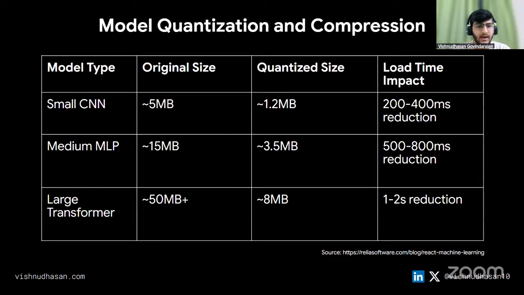And if it's a medium MLP model, it is going to reduce up to 800 to 1000 milliseconds sometimes. If it is a large transformer model, it is going to reduce 1 or 2 seconds, which is, yeah, a boon.